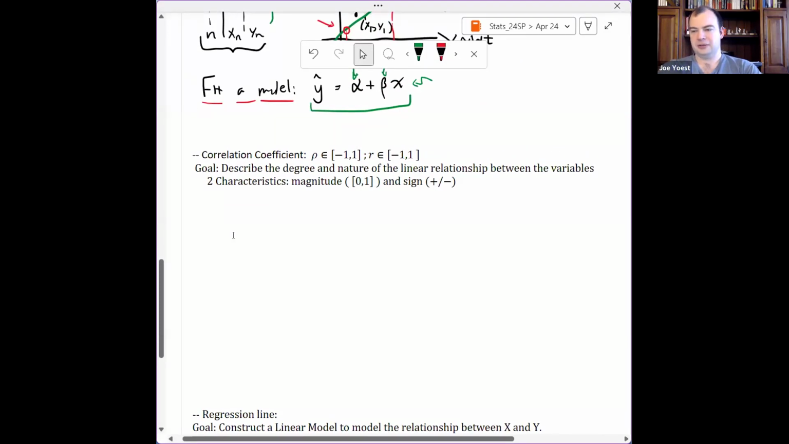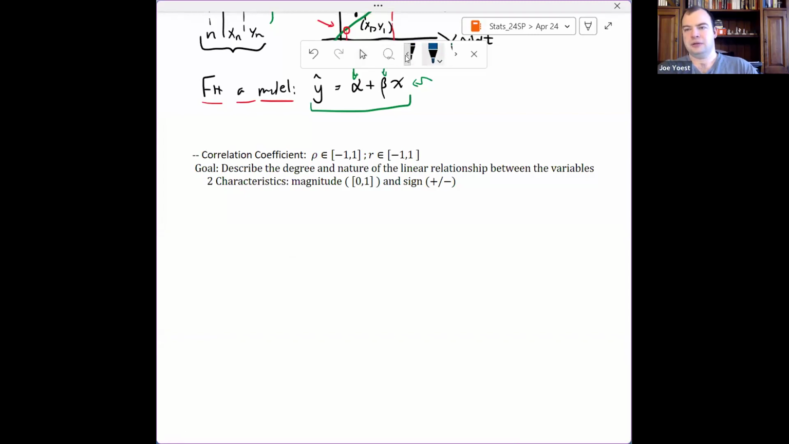Okay, so let's talk about correlation, or the correlation coefficient. The correlation coefficient gets two notations, one for sample, one for population. The sample correlation coefficient is R, just the usual Roman letter R, or the American letter R. And the population is this letter that looks a little like a P with a curly tail. It's the Greek letter rho, or the Greek letter R.